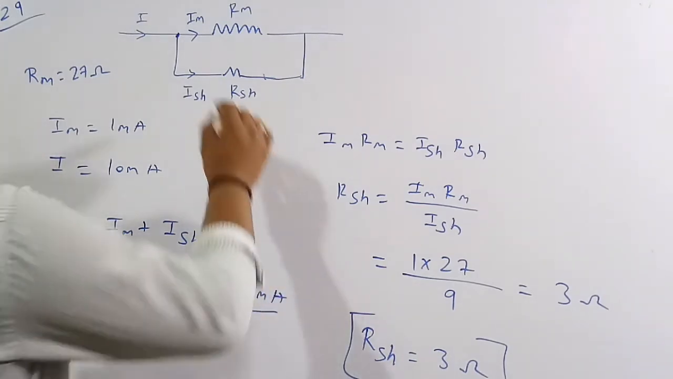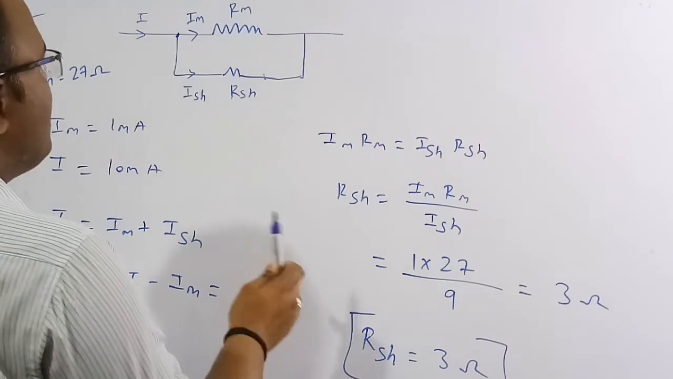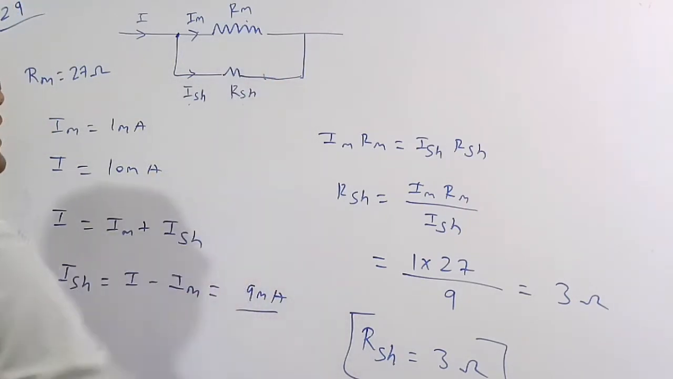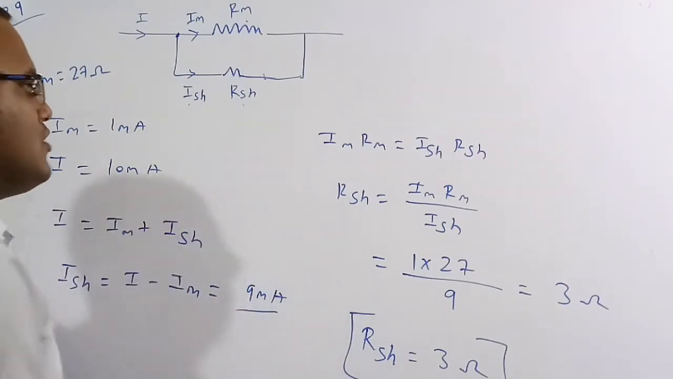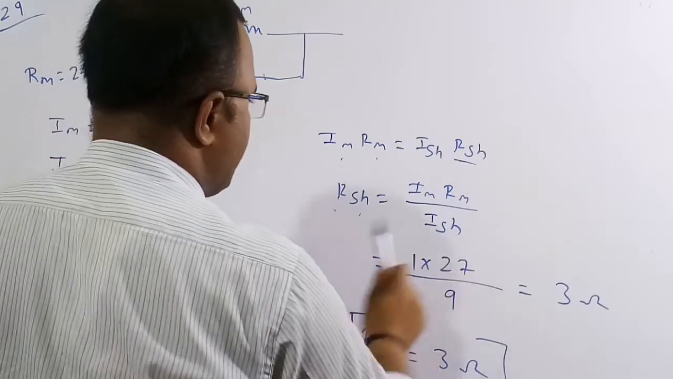So here the voltage across both of them is equal because they are connected in parallel. So therefore the voltage across them is the same. The voltage expression is equal to current into resistance. So therefore IM into RM is equal to ISH into RSH. I want to know what is the value of RSH. So therefore RSH is equal to IM RM by ISH.